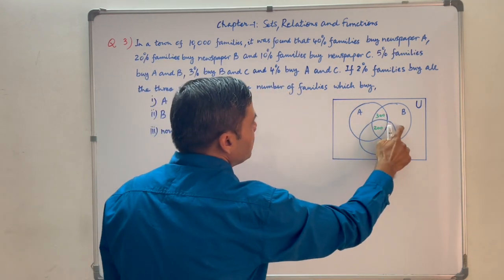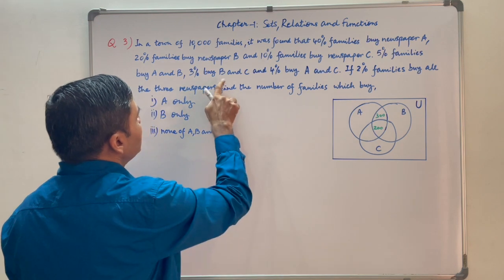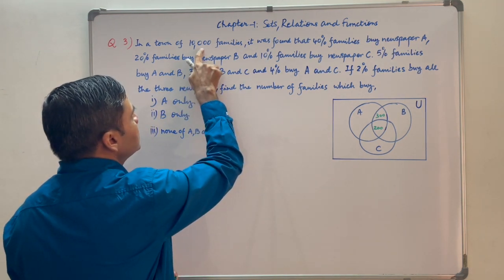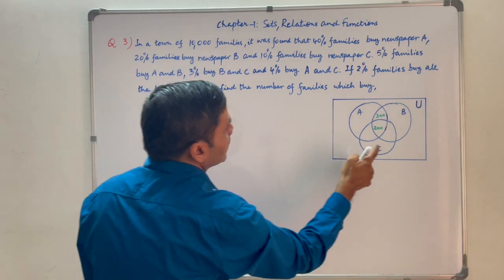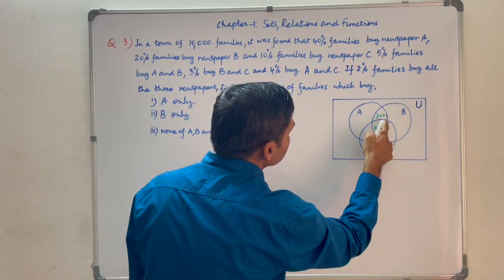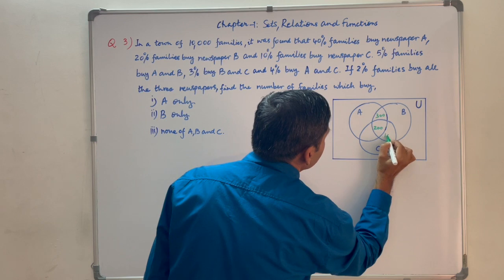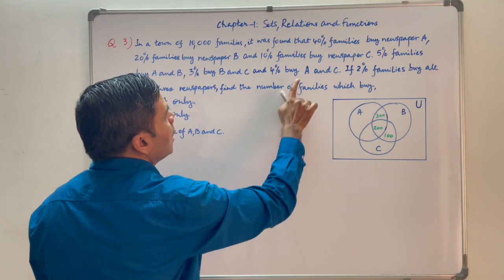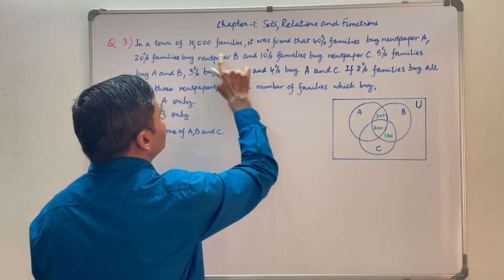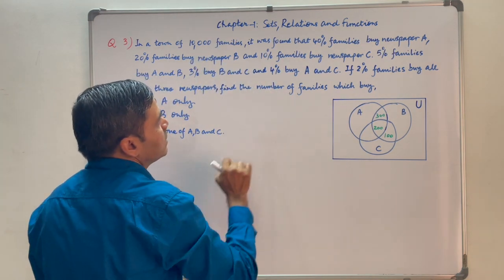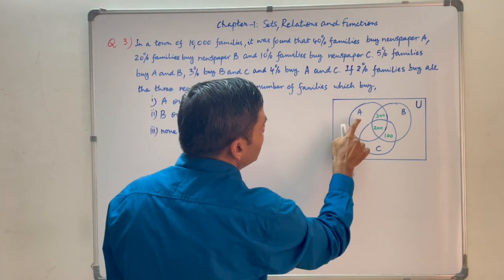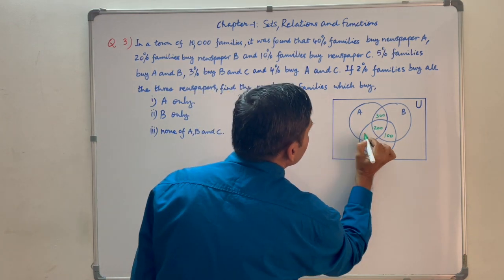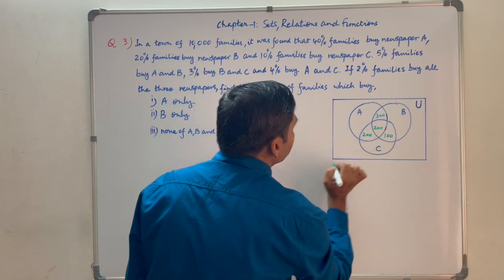Now common to B and C. How many families buy B and C? 3%. 3% of 10,000 is 300. So you will write 300 minus 200, means 100 here. Common to A and C. How many families? 4% of 10,000. That is 400 families buy A and C. So 400 minus 200. You need to write 200 here.